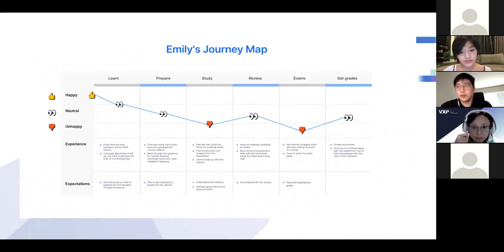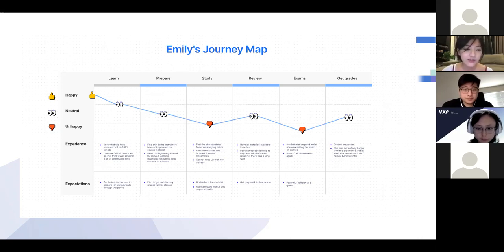So this is an example of what a journey map could look like. Of course, you can include other stuff, but these are the basic things that you need to include. This is a journey map for Emily, the persona that we just showed you. You can see the ups and downs of her emotions, her thought process, what she does, and her goals and expectations.